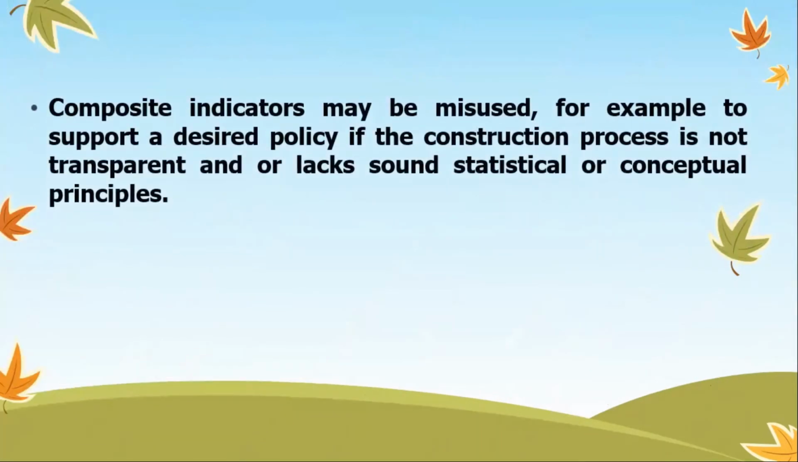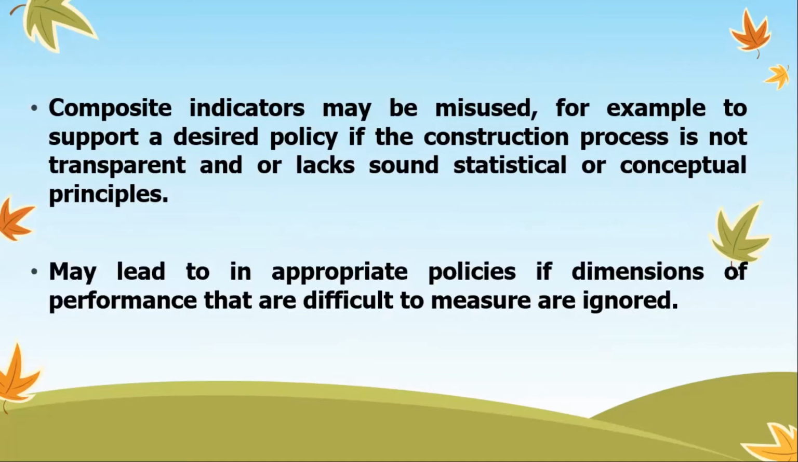Next, composite indicators may be misused, for example, to support a desired policy if the construction process is not transparent or lacks sound statistical or conceptual principles. And last, a disadvantage of the MDGs is that it may lead to inappropriate policies if dimensions of performance that are difficult to measure are ignored.